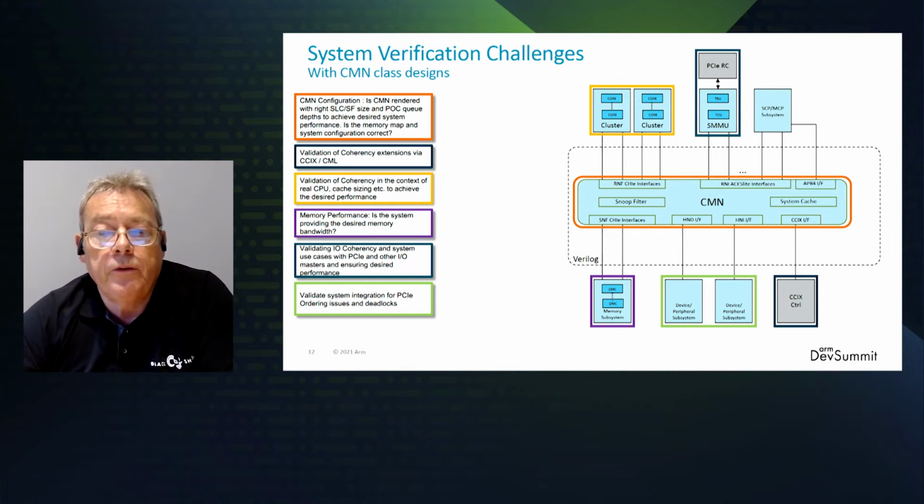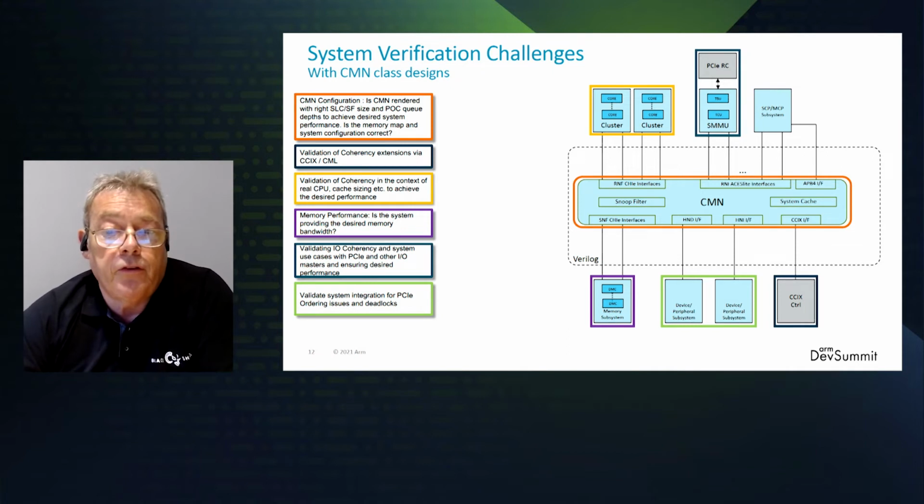As David has shown, the Coherent Mesh Network is a powerful and highly configurable IP delivering leading-edge capabilities. These capabilities and configurability, however, put the onus on system integrators to validate a multitude of parameters relating to function and performance. The rest of this presentation provides an overview of the kind of challenges facing CMN-based system integrators and how Cadence System VIP solutions address those challenges.